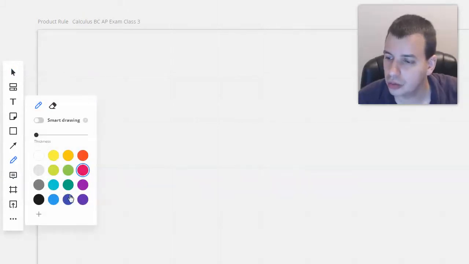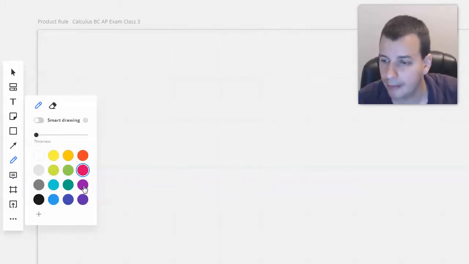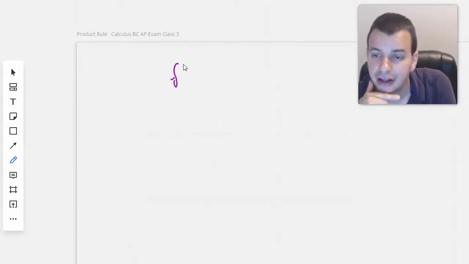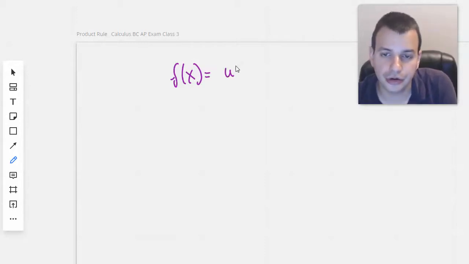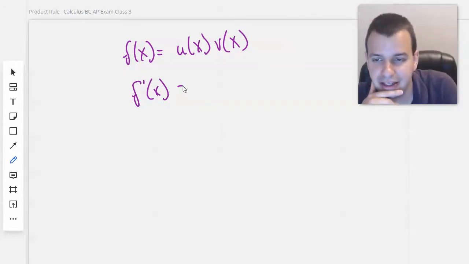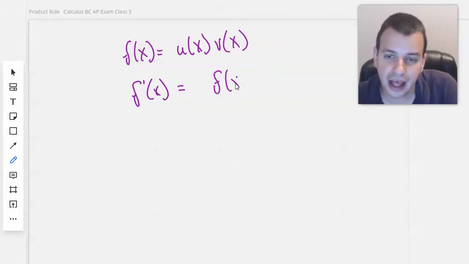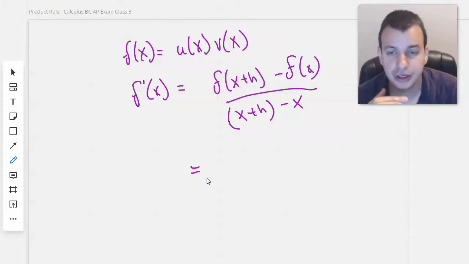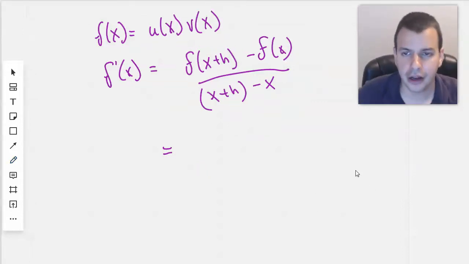All right, so, purple. So we have, let's say, f of x equals u of x times v of x, and we want to find f prime of x. So first thing we do is, well, f prime of x is f of x plus h minus f of x all over x plus h minus x. Okay, so now what happens when we plug in u and v here?